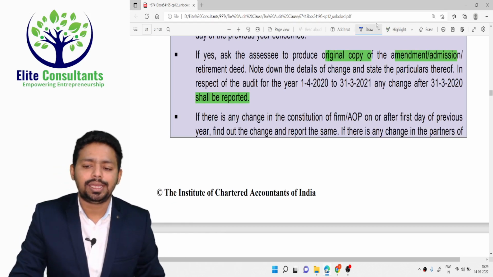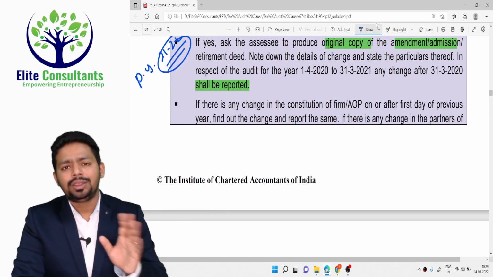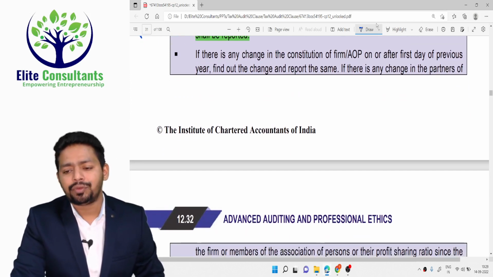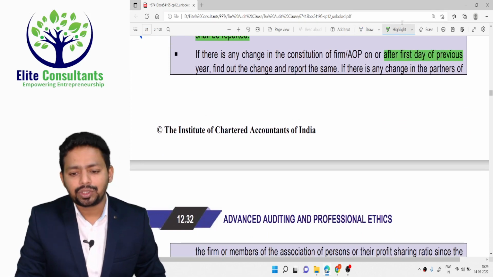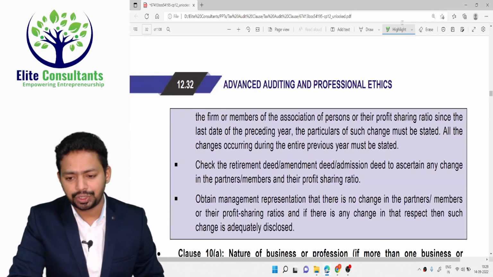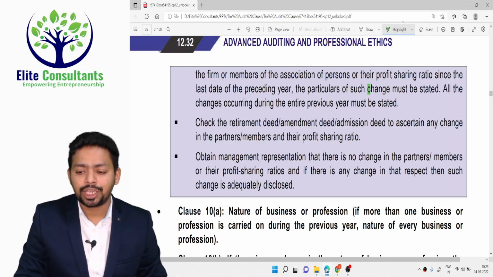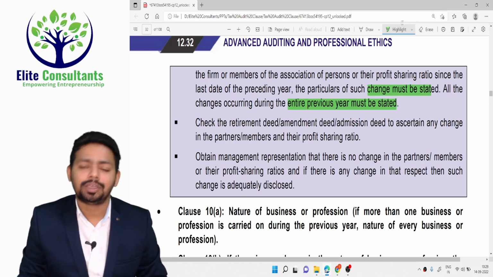For us, the previous year is 21-22. So whatever changes happen in the previous year 21-22, that change we will report. If there is any change in the constitution of the firm or AOP after the first day of the previous year, find out the change and report the same. If there is any change in the partnership firm or member of association of persons and their profit sharing ratio since the last day of the preceding year, the particulars of such change must be stated. All the changes occurring during the entire previous year must be stated.